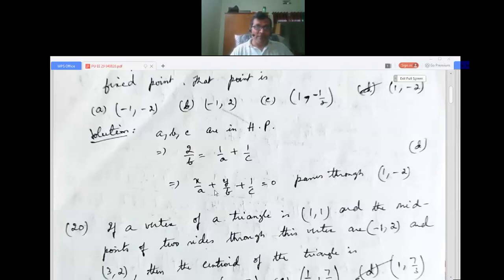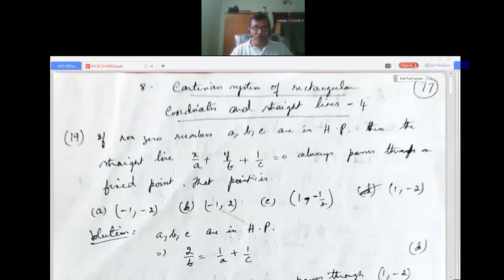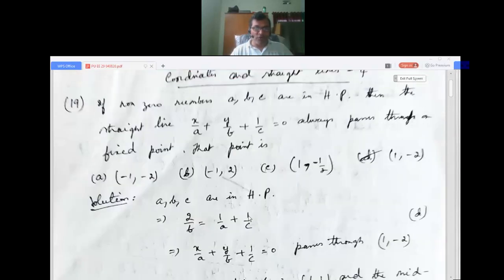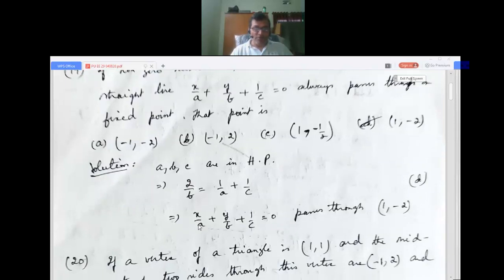Now, the equation always passes through the fixed point, so we have to know which point it is. See here what happens: x by a plus y by b plus 1 by c. We have to arrange it in such a way that when you put the x value and the y value, it satisfies this equation.